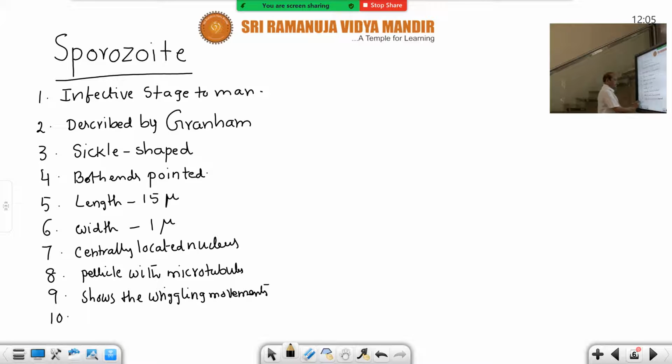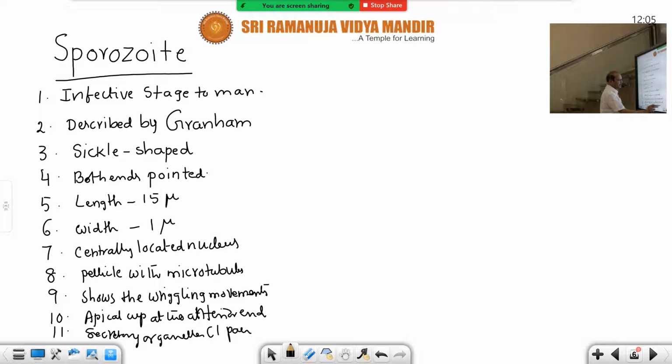In the anterior end, there is an apical cup. The apical cup is present at the anterior end. I will draw the diagram also; you can see all these structures. Apical cup at the anterior end. Into the apical cup, the secretory organelles open. One pair of secretory organelles. Secretory organelles, how many? One pair. In the bracket you write down one pair. Secretory organelles open into the apical cup.